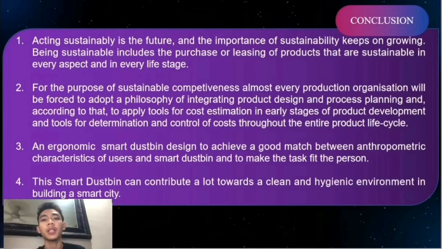to achieve a good match between anthropometric characteristics of users and the smart dustbin, and to make the task fit the person. This smart dustbin can contribute a lot toward a clean and hygienic environment in building a smart city.